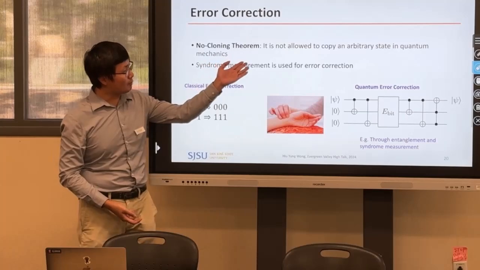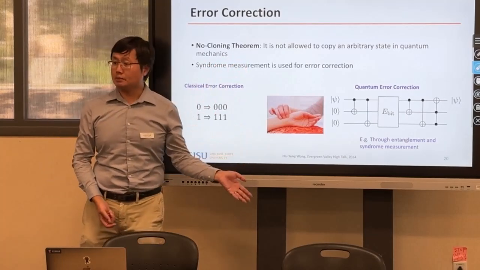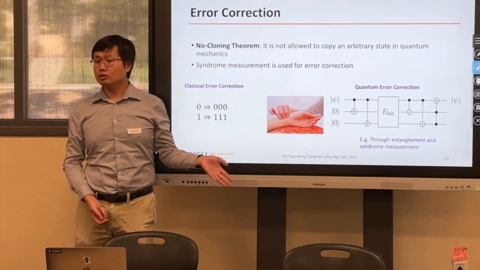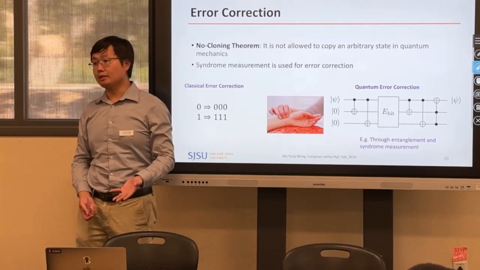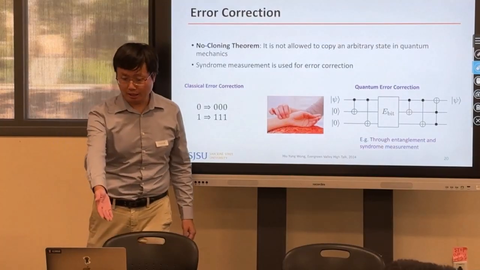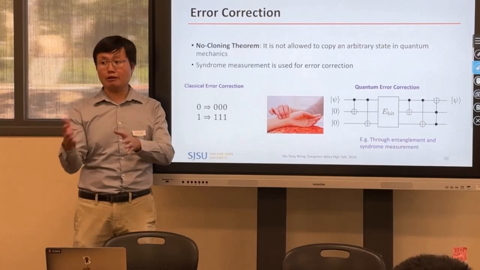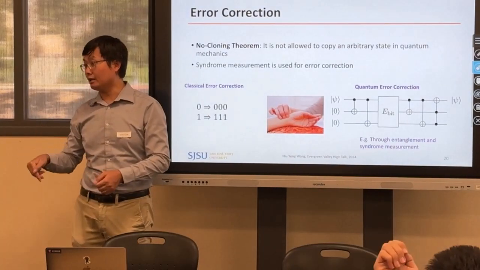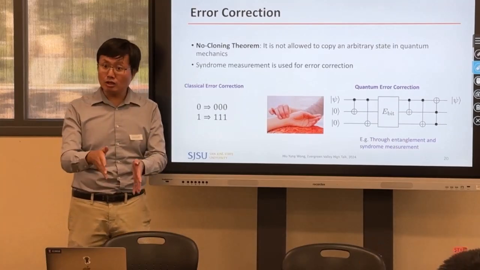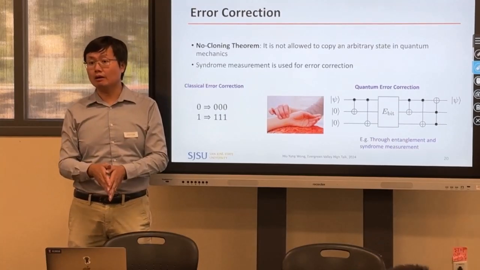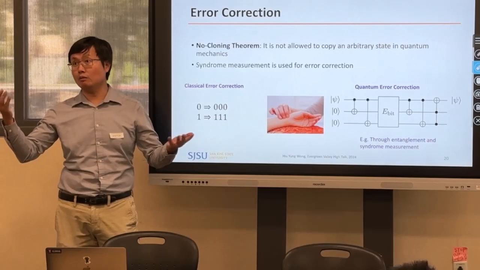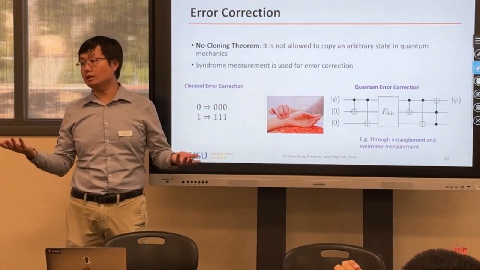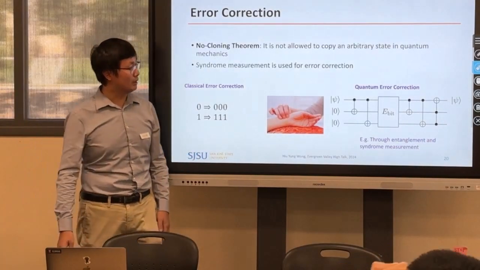But now I cannot copy. By the way, how do you copy something? You actually need to measure it and then copy. Even for all this classical computer, when I want to copy a file, what it really does is read your file and then make another copy. But now in measurement, you actually make the state collapse, right? Alpha |0> plus beta |1> becomes 0 or 1. You lose the information. That's why you cannot copy.